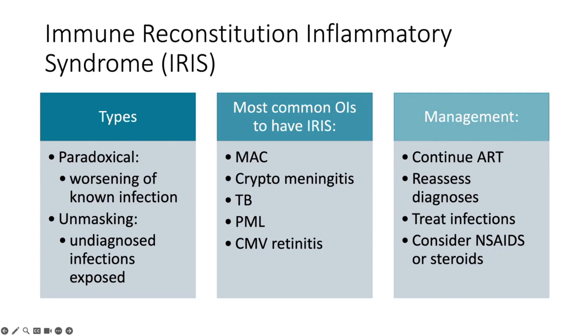Okay, so IRIS, you guys know about this. There's paradoxical, where you worsen a known infection, like our guy who had cryptococcal meningitis, or there's unmasking, where you find infections you didn't know about. The most common opportunistic infections where you have IRIS, though of course it can be anything, are MAC, crypto, TB, PML, and CMV retinitis is one to think about. The management is generally you try to continue ART, you make sure you have the right diagnoses like you guys were getting at, you treat the infections you know about, and then NSAIDs and steroids are what's typically used to manage symptoms and get people through.